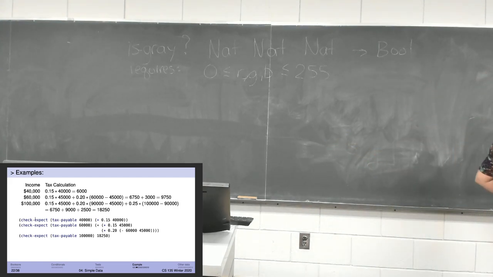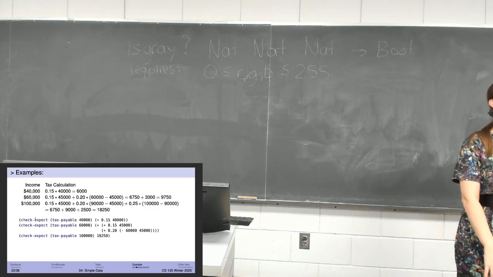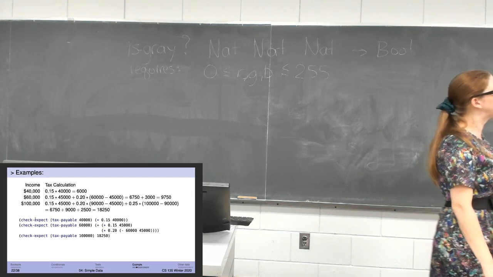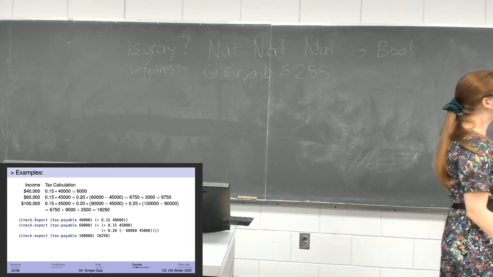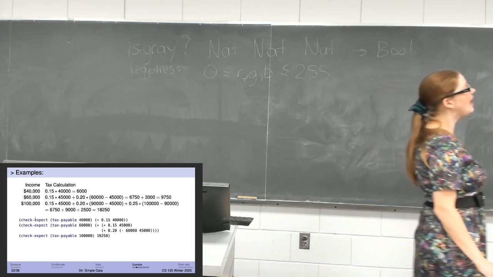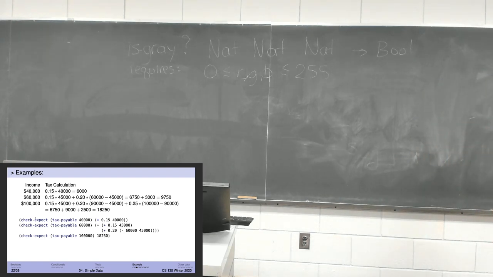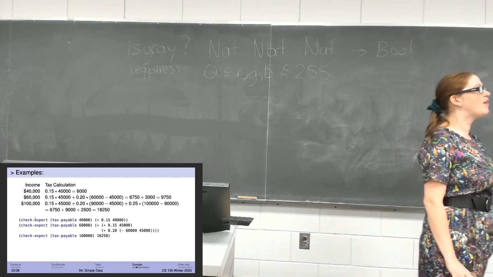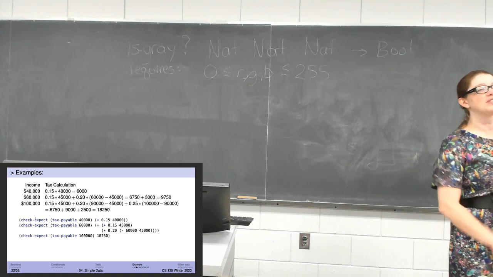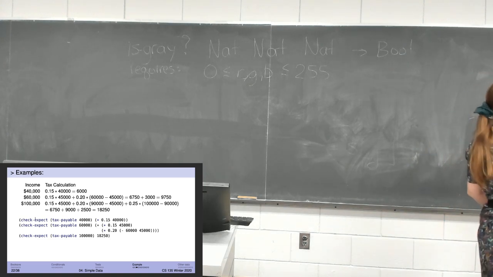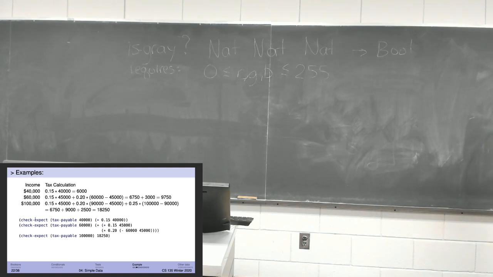So we figured it out on some paper with some very basic numbers. If I make 40,000, since 40,000 is less than 45, I only pay 15%. If I make 60,000, then I pay 15% on 45,000 and 20% on the remainder. Similarly, if I was paid $100,000, I pay 15% of the first 45,000, 20% of the next 45,000, and 25% on whatever's left over. We created some black box test cases, and what's interesting here is we also just saw, by doing the examples, what our formula needs to be.